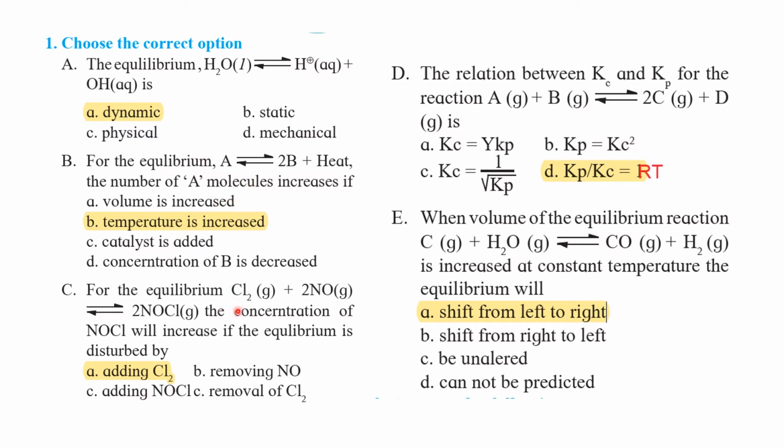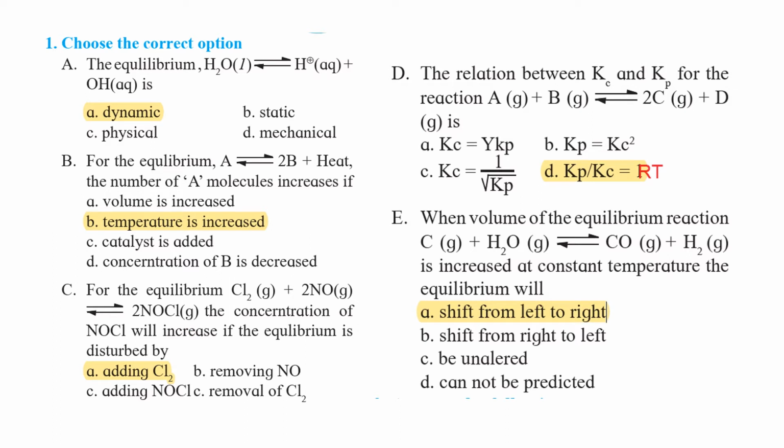C. For the equilibrium Cl2(g) + 2NO(g) ⇌ 2NOCl(g), the concentration of NOCl will increase if the equilibrium is disturbed by adding either Cl2 or NO. That is, by increasing the concentration of reactants, there will be an increase in the concentration of product. Here NOCl is the product. So either by adding Cl2 or adding NO, the increase in concentration of NOCl happens.